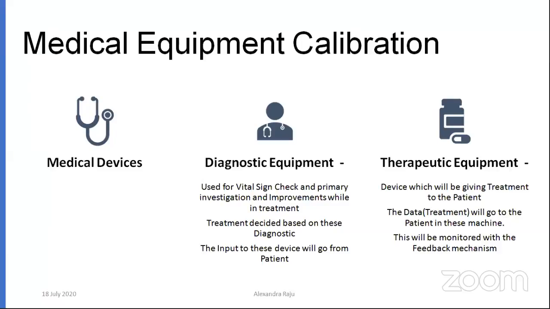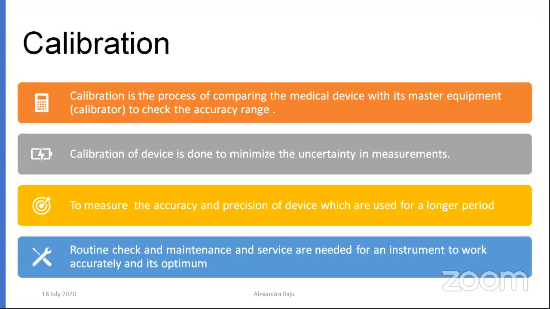So for diagnostic equipment, the input is taken from the patient, and for therapeutic equipment, the device output is given to the patient for treatment. As I have shown here, the input to these devices goes from the patient in the case of diagnostic equipment. So let's see the importance of calibration. What is calibration? Yesterday you had a section on medical equipment calibration. There we saw that calibration is a process of comparing the medical device with a master calibrator. You check the accuracy range. This calibration is done to minimize the uncertainty in measurements.